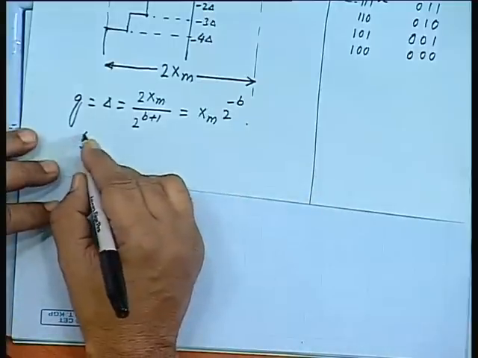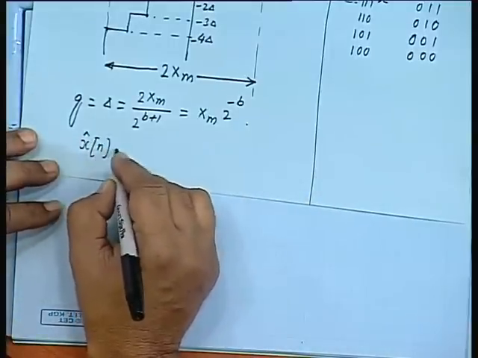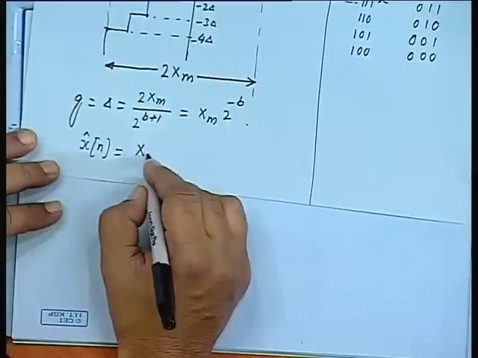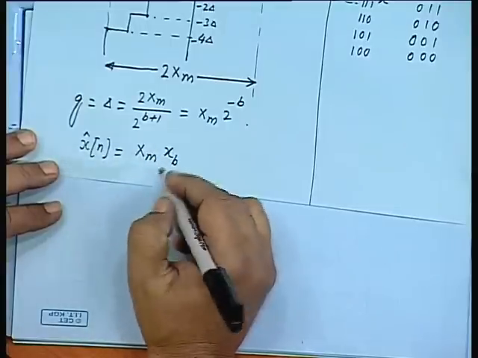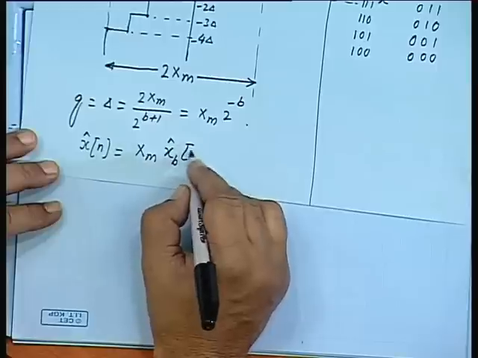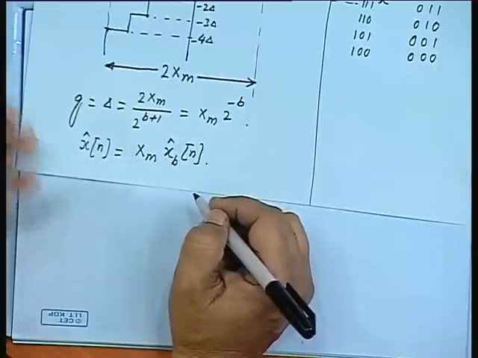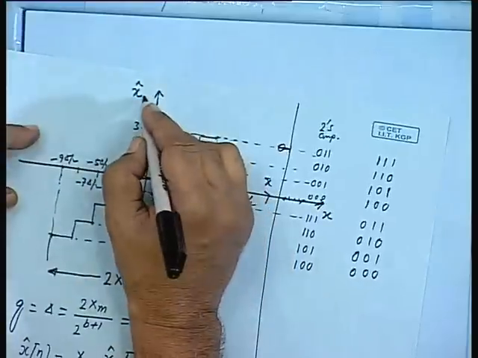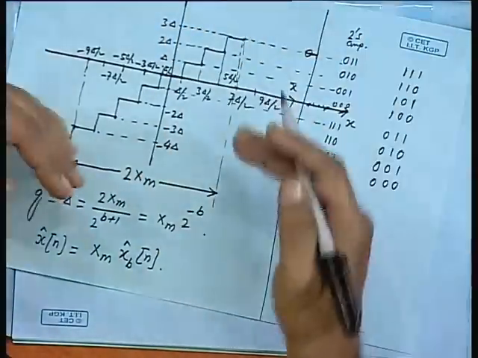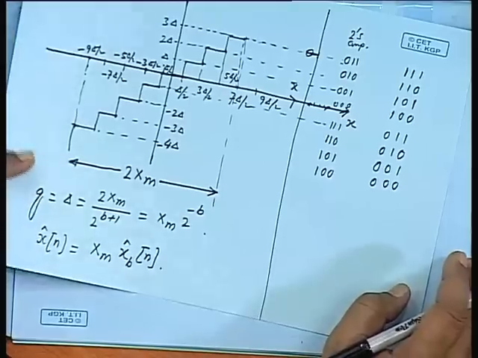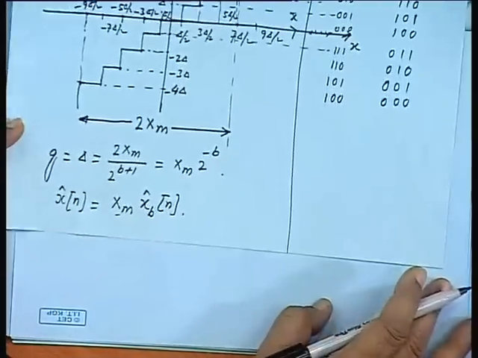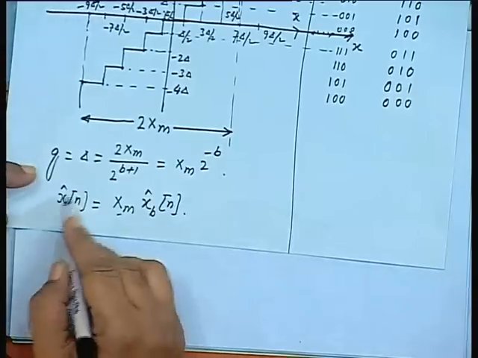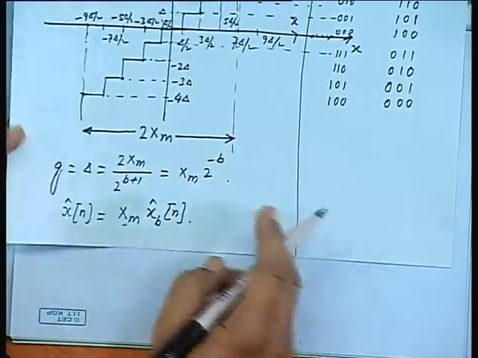X hat n is xm into xb hat n. If I call it xb hat, so this is basically scaled between plus minus 1, you can say, all right, and that has to be finally multiplied by this factor xm. So, that will give you the actual quantized value.